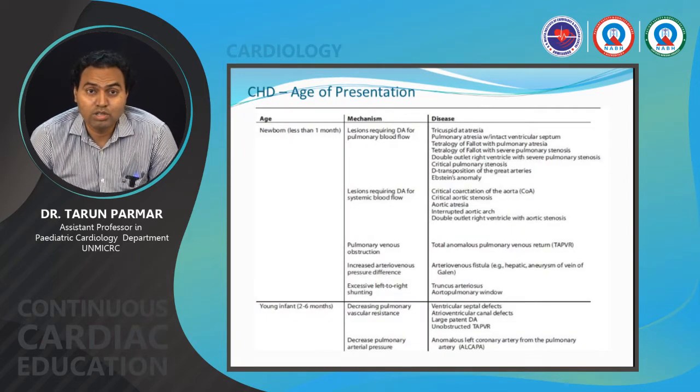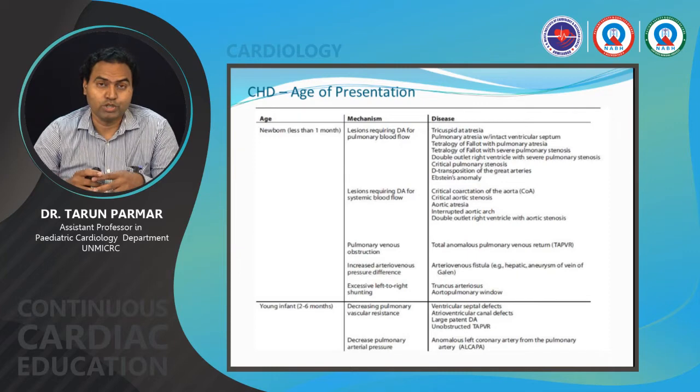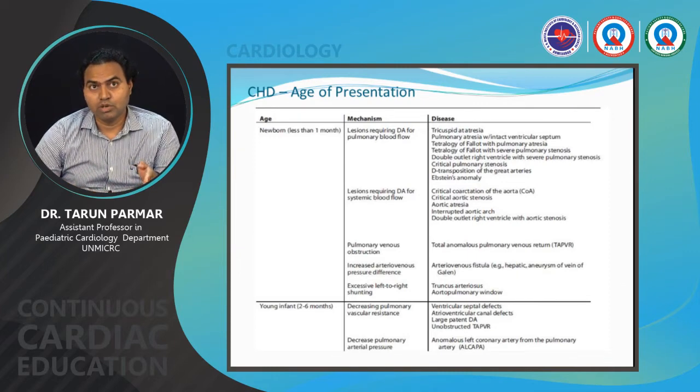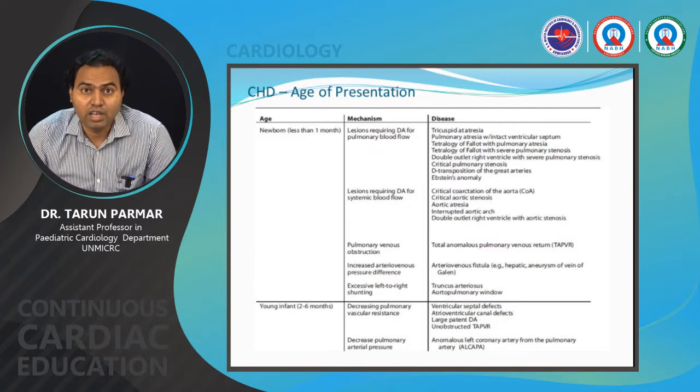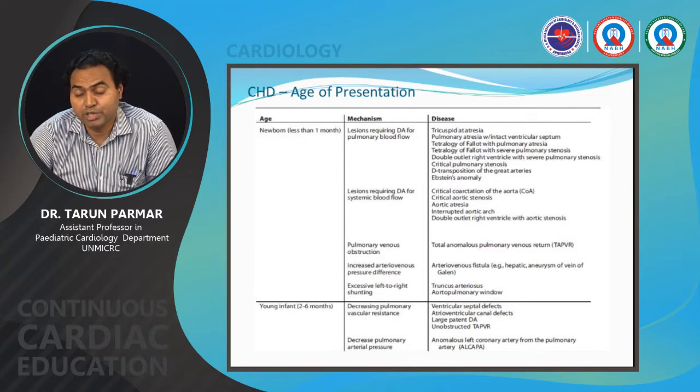So the important thing about CHD is when the patient presents to you, because the first month of life is very critical. If the patient is presenting during the first month of life and requires any surgical or major intervention during the first week of life, we classify it as a critical CHD. So which are the lesions that are present during the first month of life? Most of these lesions are duct dependent lesions. So duct dependent pulmonary circulation or duct dependent systemic circulation are the ones that present during the early days of life. And then TAPVC situations with obstruction, or increased AV pressure like AV fistula, these patients present earlier.